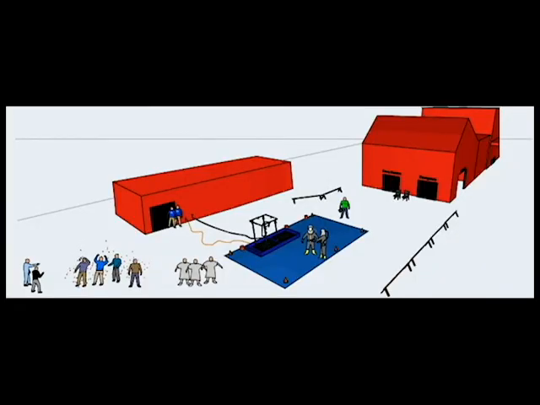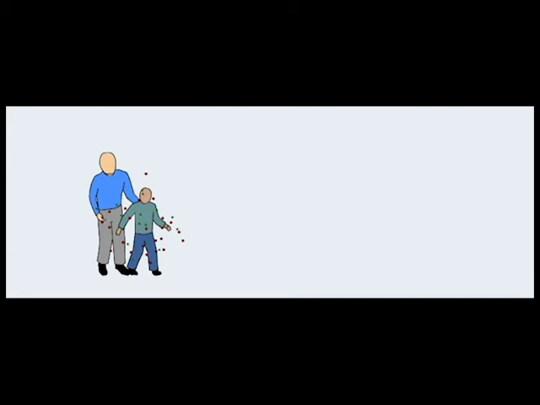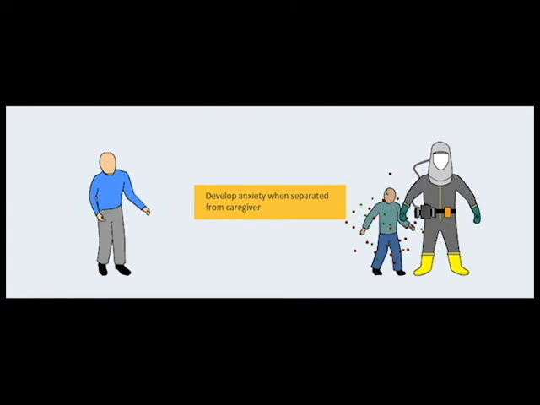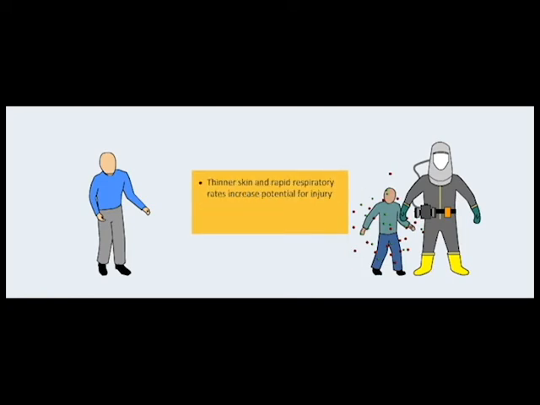The principles of decontamination, including clothing removal, shower if needed, and treatment, remain the same regardless of the victim's age. Children, however, do pose unique challenges that must be addressed in the decontamination process. Children develop significant anxiety and may become inconsolable when separated from their caregiver. Their thinner skin and rapid respiratory rates increase their potential for injury from liquid and vapor-prone agents.